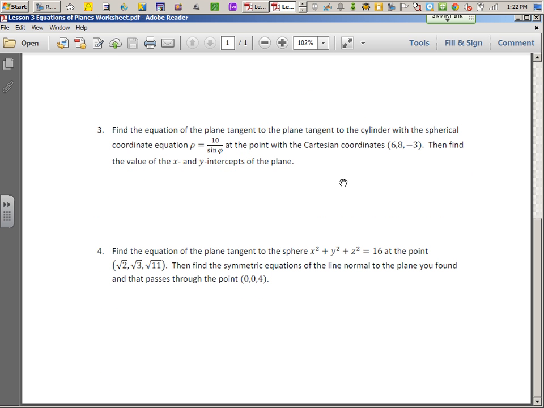Find the equation of a plane tangent to, that's a typo. It should say, find the equation of the plane tangent to the cylinder with a spherical coordinate equation rho equals 10 over sine phi. Okay, so this one's just a little bit tougher and a little bit hard to visualize.